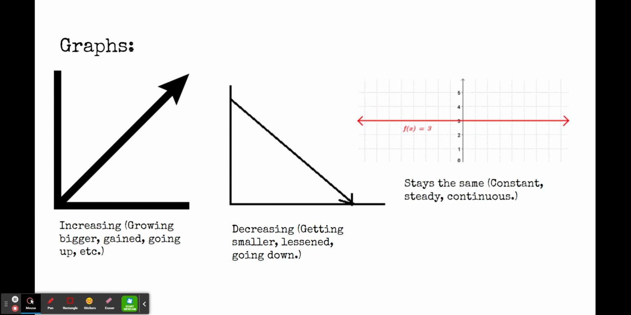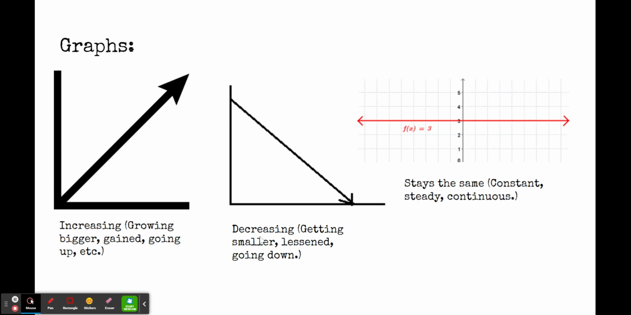For the first graph, this is called an increasing graph. This is growing bigger, it gained, or it's going up. The second graph is a decreasing graph, which means it's getting smaller, lessened, or going down. And this is a constant graph, which means that it stays the same, steady, and continuous.